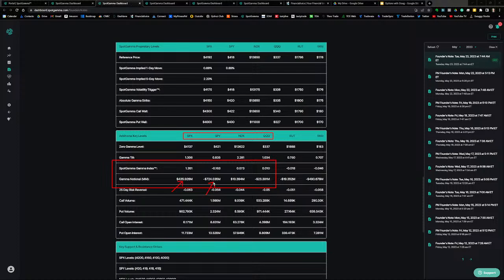And for SPY, it is more negative than yesterday. And then for QQQ, it actually shifted. It's still negative, but not as negative as yesterday, so a shift down in SPX and SPY, and a shift higher, but still negative for QQQ.